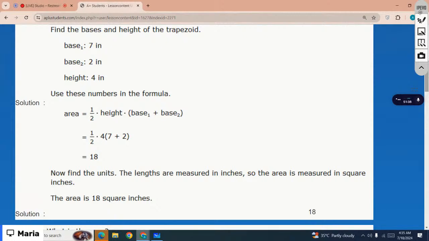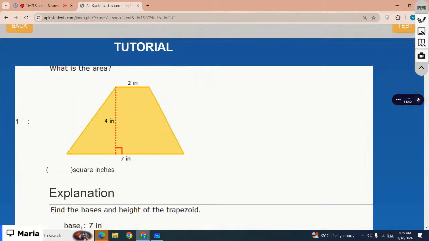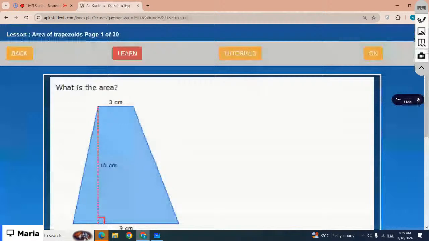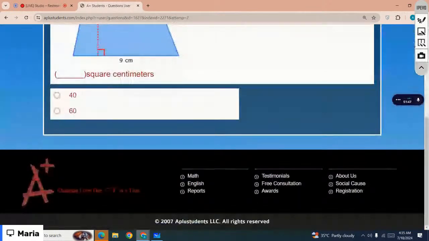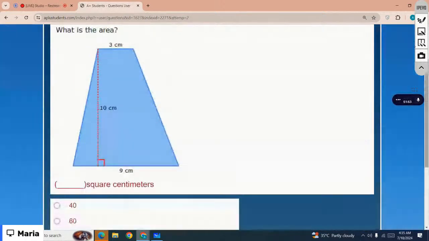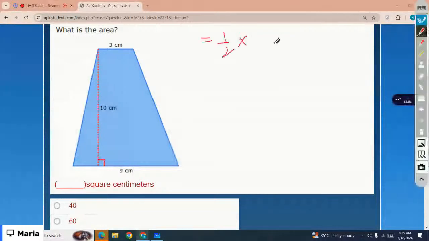Okay, let's just start with the practice questions. Let's just see how we solve. Okay, so the trapezoid has two bases. This is 3 centimeter, this is 9 centimeter, right? The formula to calculate the area of trapezoid is half times height times the sum of both the bases.